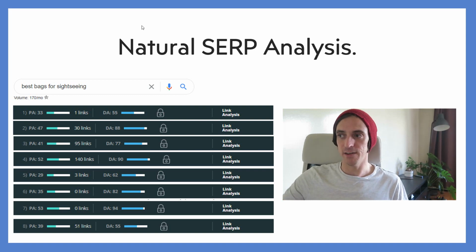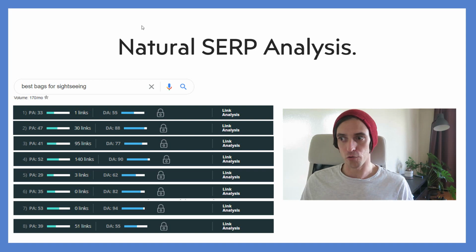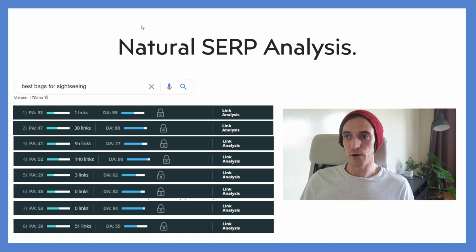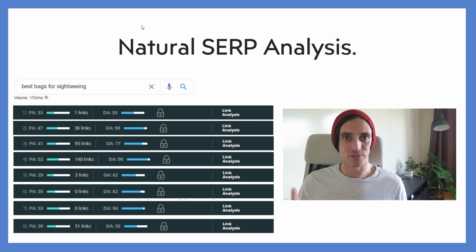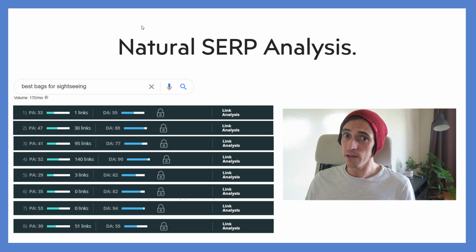So for best bags for sightseeing, if we did a natural SERP analysis and used the Mozbar, which is a free Chrome plugin, you will see here that the lowest domain authority on the SERPs is 55. So unless you have a really high domain authority website yourself, which I highly doubt, people watching this video probably have domain authorities of maybe 10, 20, maybe 30, but 55, that's a pretty high domain authority website. So good luck trying to compete against that.